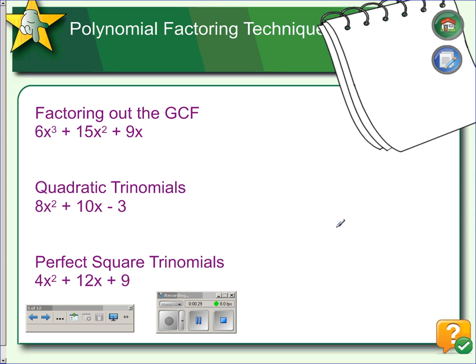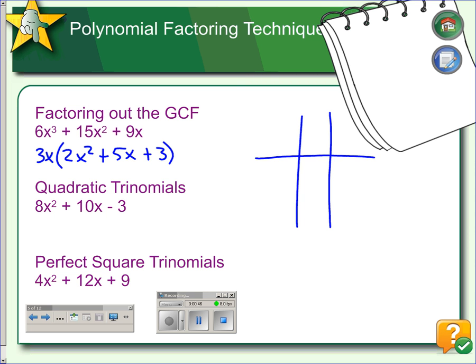So in this top example, our GCF is going to be 3x. So if we divide out a 3x, we would have 2x squared plus 5x plus 3. From here, we take our trinomial and factor it. Since the leading coefficient is 2, we would factor using the tic-tac-toe board.